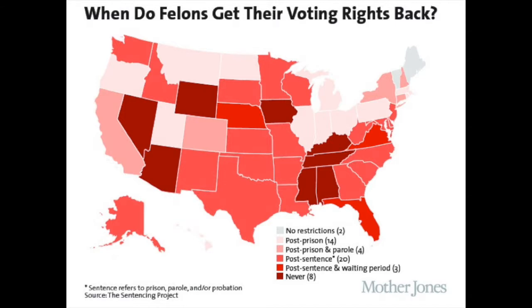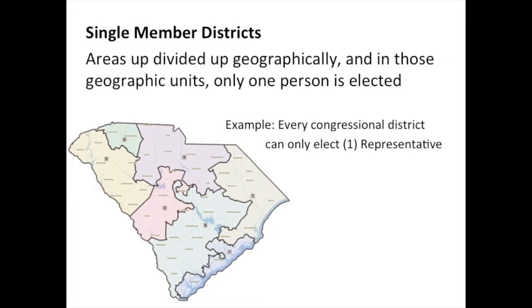Let's discuss a few more components to the U.S. federal election. Those were all really basic. First, we have what we call single-member districts. We talked about this last class. It's a big term for something very simple. It means that we divide areas up geographically, and in those geographic units, we elect one person. A single-member district. A district in which we vote on a single member to represent us. So every congressional district can only elect one person.